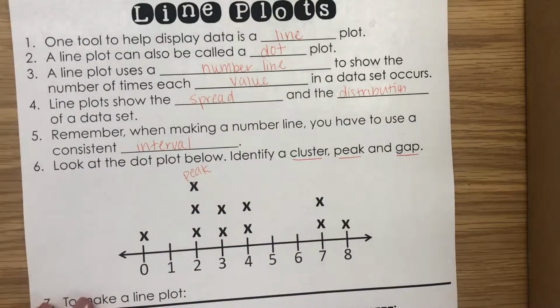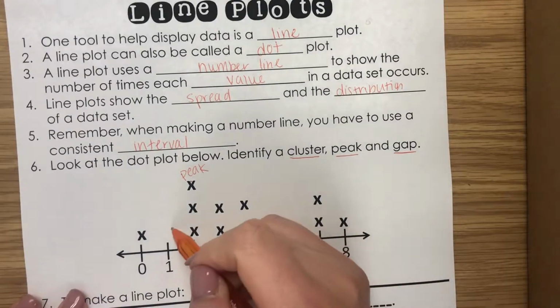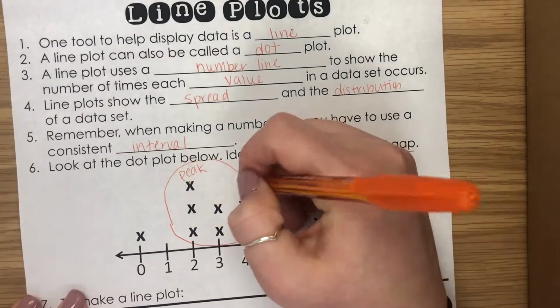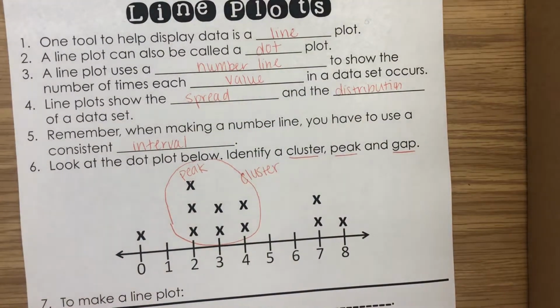Okay? Then our cluster would be where all the items seem to all be. So where are they all clustering together? And most of the time you can look at it and tell. And it looks like everything is right in here. So this would be the cluster, where everything is grouping together.